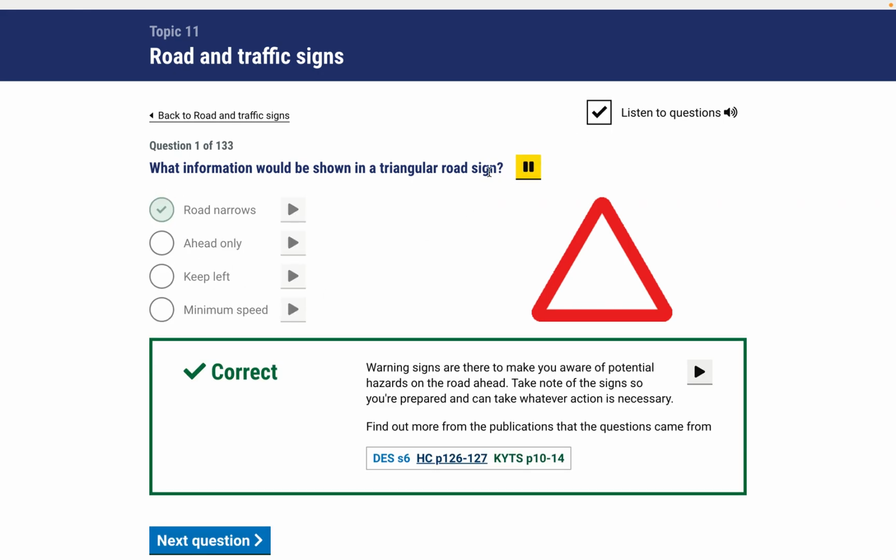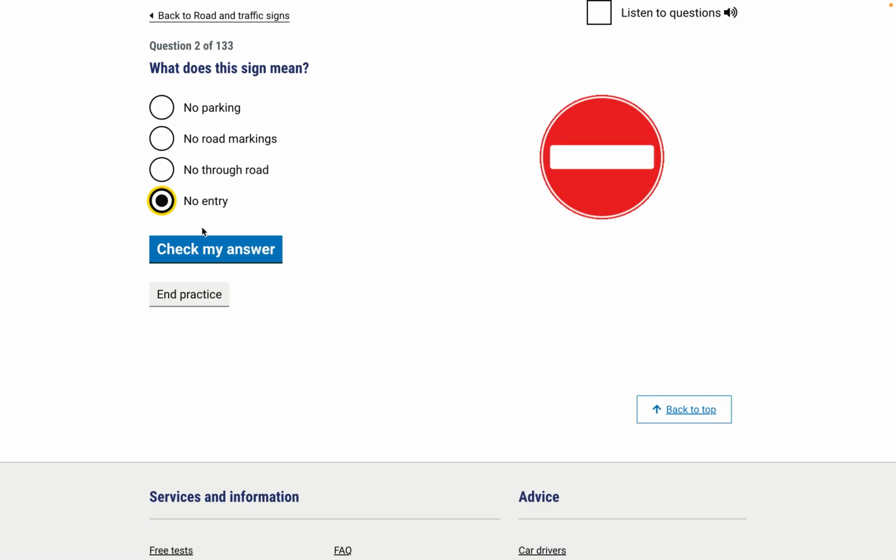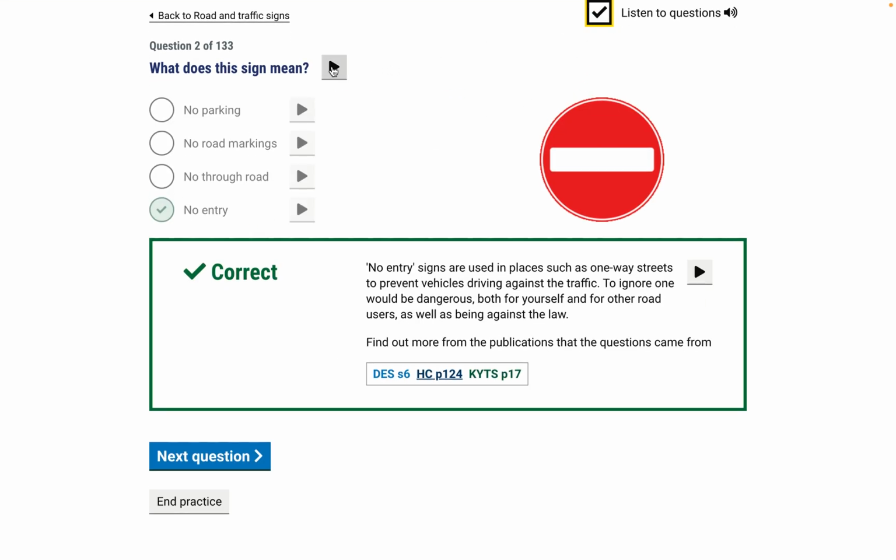What information would be shown in a triangular road sign? Road narrows. What does this sign mean? No entry.